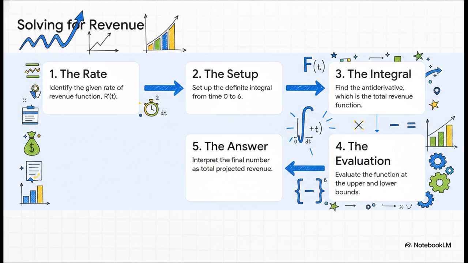Step 3 is the real core of the calculus. We find the antiderivative of that rate function. This is the amazing step that transforms our rate of revenue function into a total revenue function. Now for step 4. We use that new total revenue function. We plug in our endpoint, 6 months, to see the total revenue at that point. Then we plug in our starting point, 0, and we subtract it. This process is called the fundamental theorem of calculus, and it's what gives us the net change over that period.